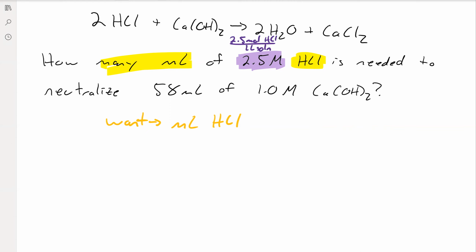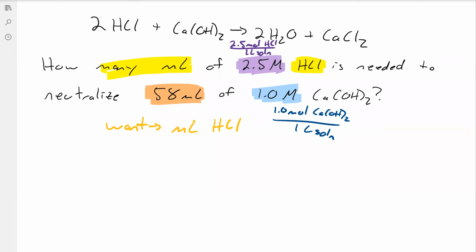That's a conversion unit. Next up is 58 milliliters. So that is not a conversion unit, and that's probably where I want to start because it's just 1 unit. It's just milliliters. And then finally, I have 1 molar calcium hydroxide. Again, that's a conversion unit: 1.0 moles of calcium hydroxide per 1 liter of solution.